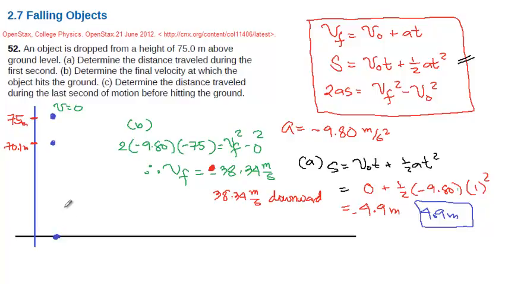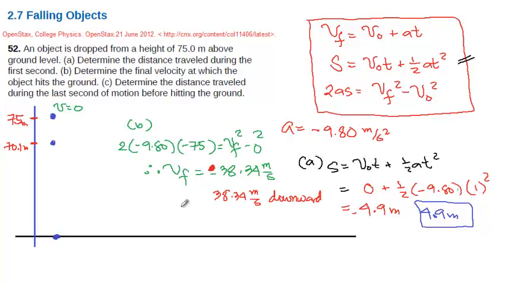And lastly, determine the distance traveled during the last second of motion. So what is that? The last second of motion. It's an interesting last second. I think it's proper to first calculate how long it takes for this ball to go from 75 meters to reach the ground. So how do we solve for that?